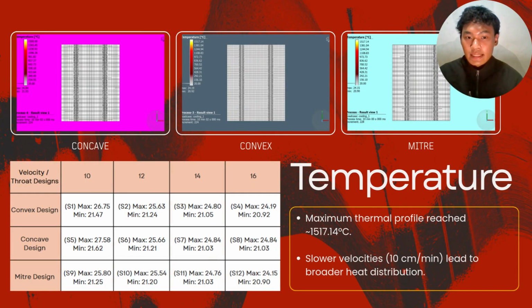Without further delay, let's go to the temperature results. We found that the welding velocity is the most important factor in heat control. As you can see from our data, a slower velocity of 10 cm per minute leads to a much broader heat distribution across S235 steel plates. Across all the cases, the maximum thermal profile reached approximately 1517.14 Celsius. But when we increase the velocity to 16 cm per minute, the temperature dropped, showing that faster robot speed helps localize the heat-affected zone and prevent overheating.